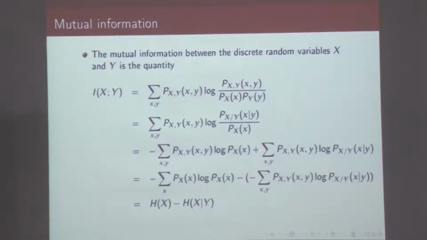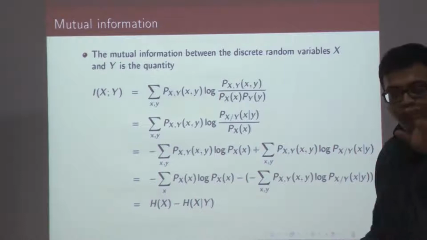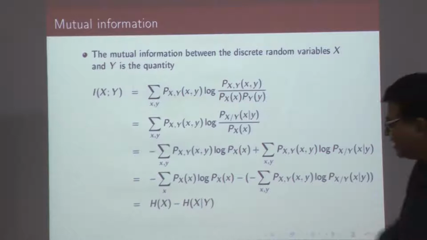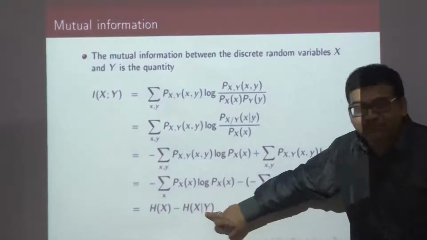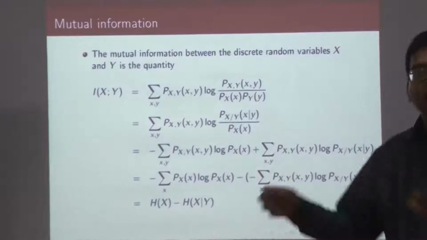Okay. Now what is this? From the definition of entropy, this is the entropy of X. And what about this? From the definition, this is the conditional entropy of X given Y. Okay. So what is mutual information? Uncertainty in X minus uncertainty in X given Y. So think about it. This is the uncertainty in X. Now knowing Y, what is the reduction in uncertainty? This is the uncertainty in X knowing Y. This is the uncertainty in X. So the difference will be the reduction in uncertainty having known Y. So think about it: this is the information Y is conveying about X.